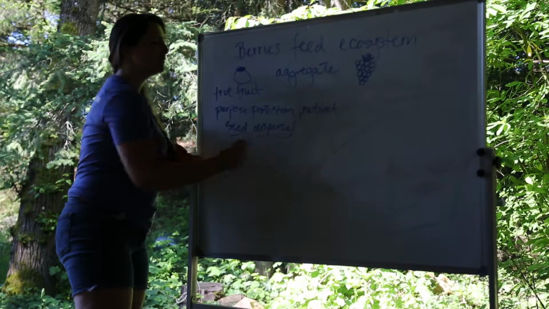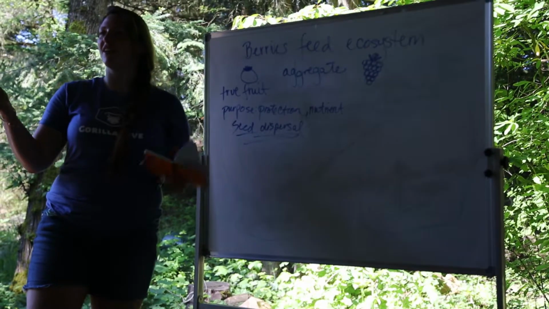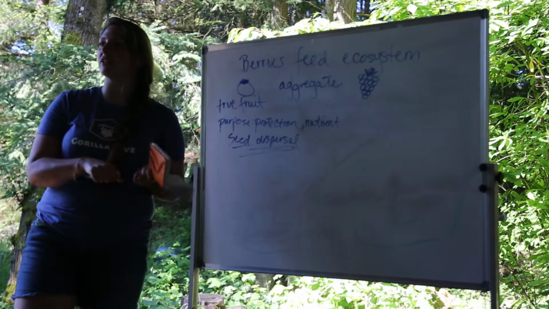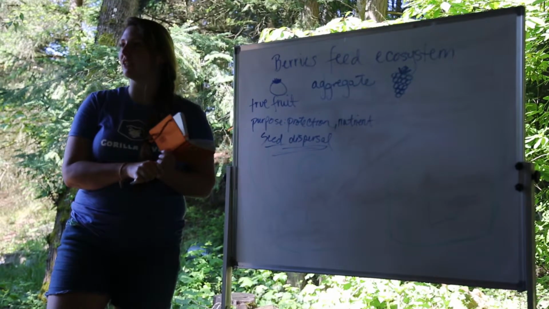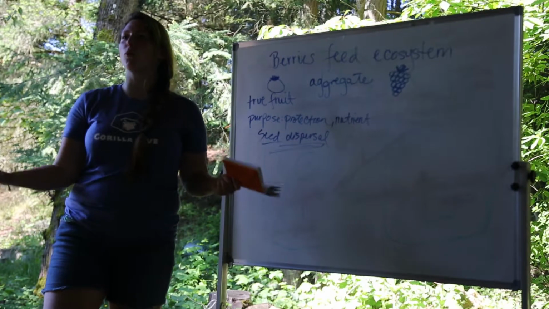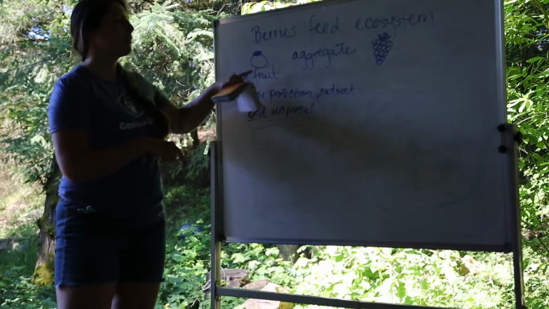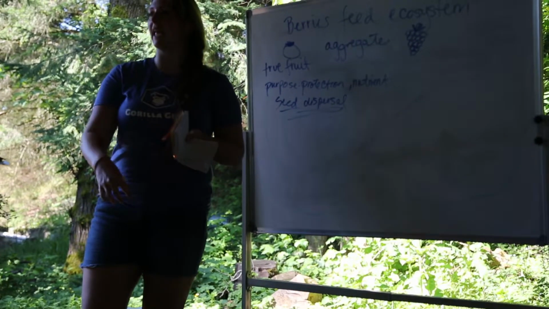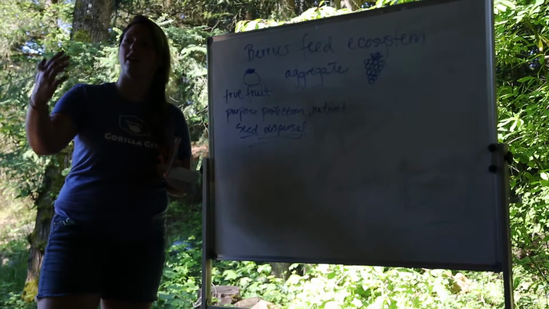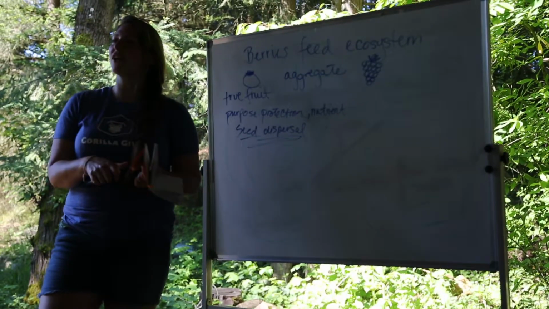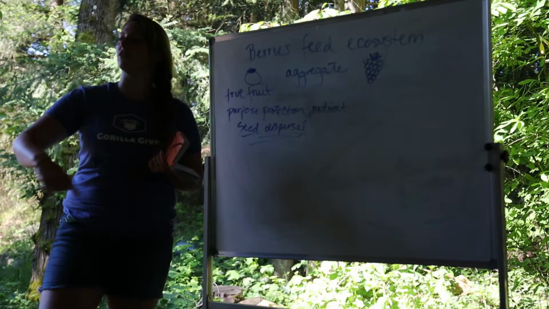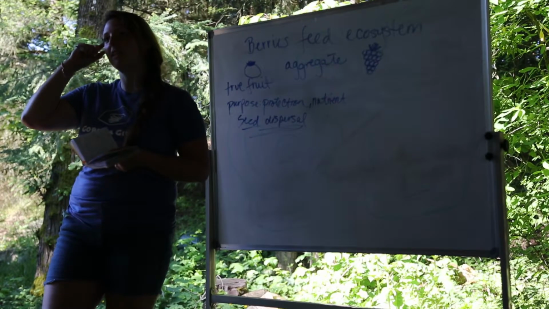So plants and other animals in the ecosystem that eat berries, they work together. So they feed the ecosystem by feeding the animals, and then the animals poop out the berry seeds afterwards, and it keeps the cycle going. So it disperses the seeds.